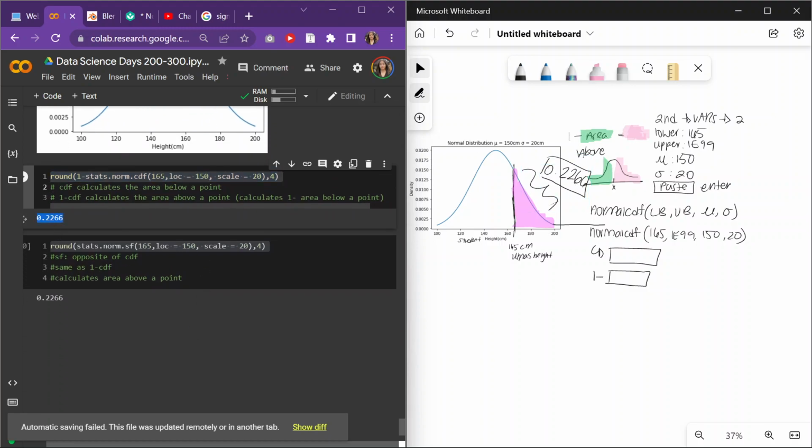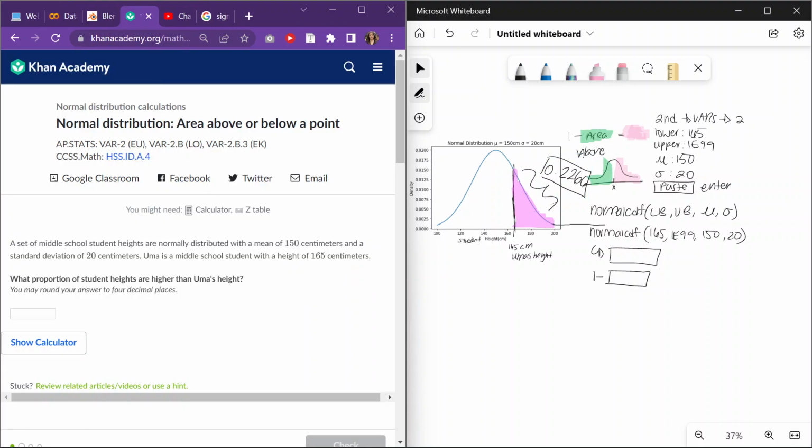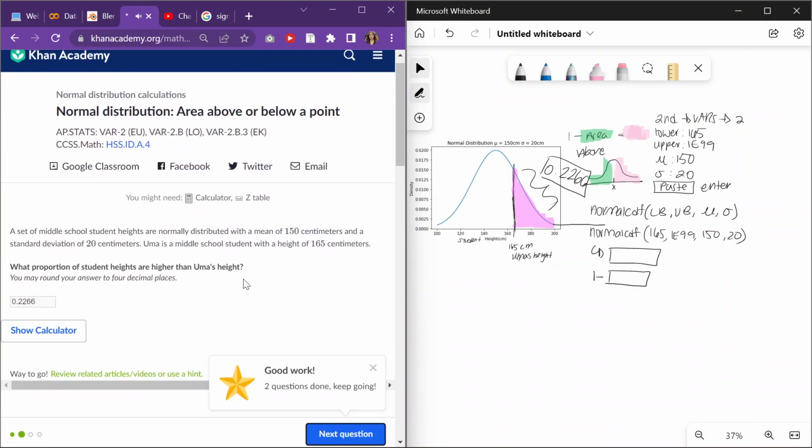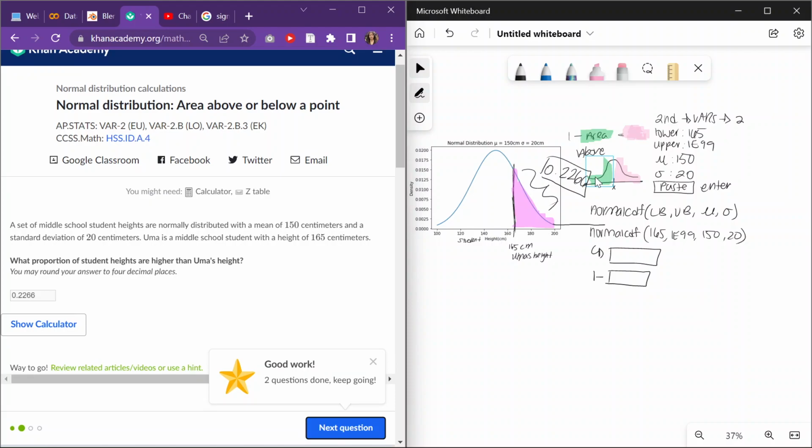So let's put that answer in there and hopefully we are right. Did they say 4 decimal places? Yeah. Okay, great.